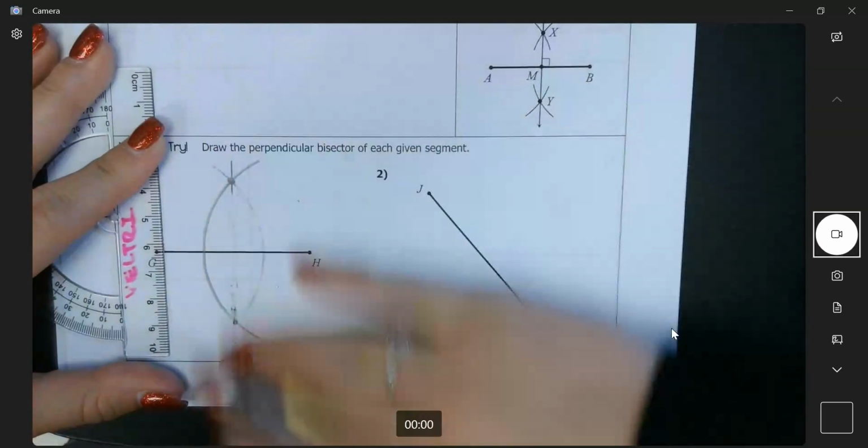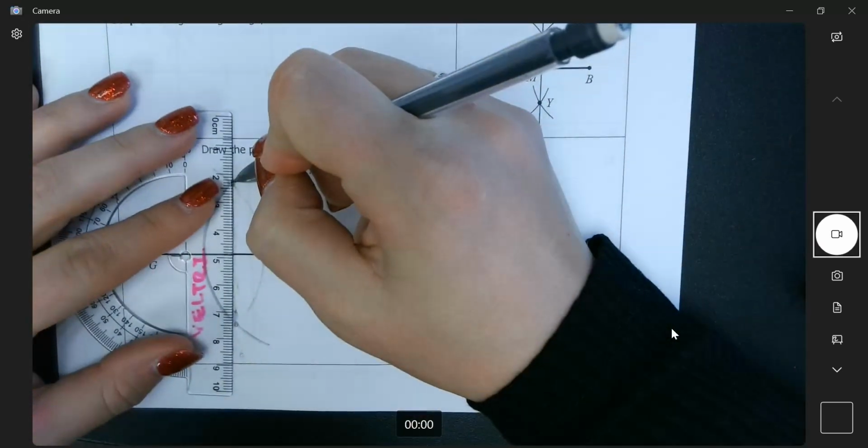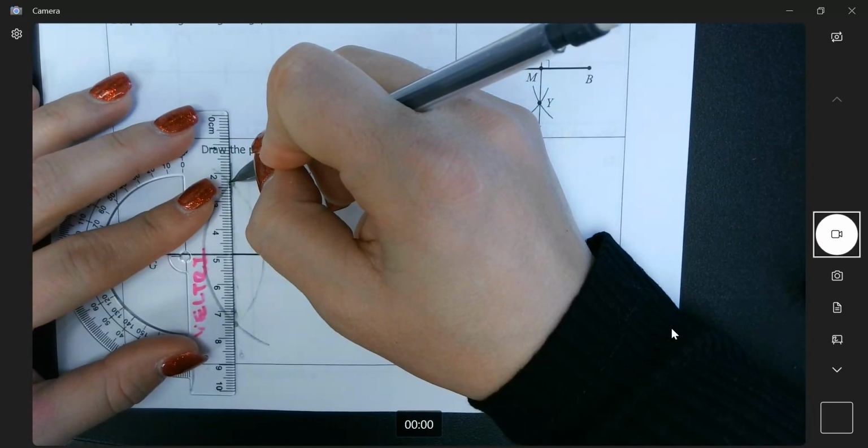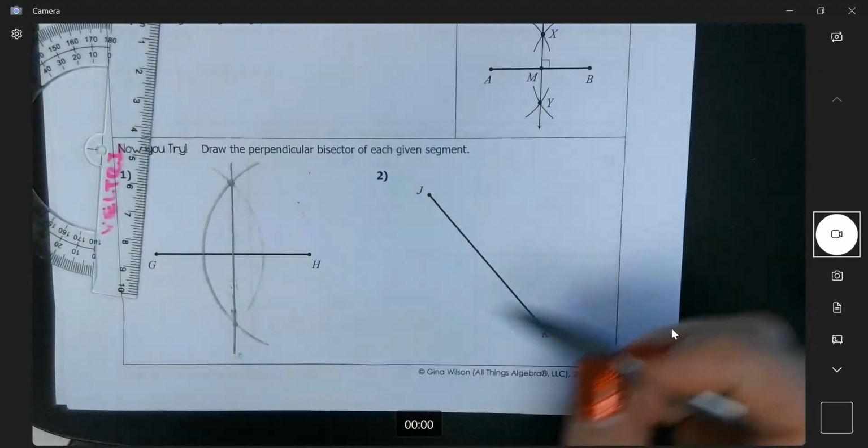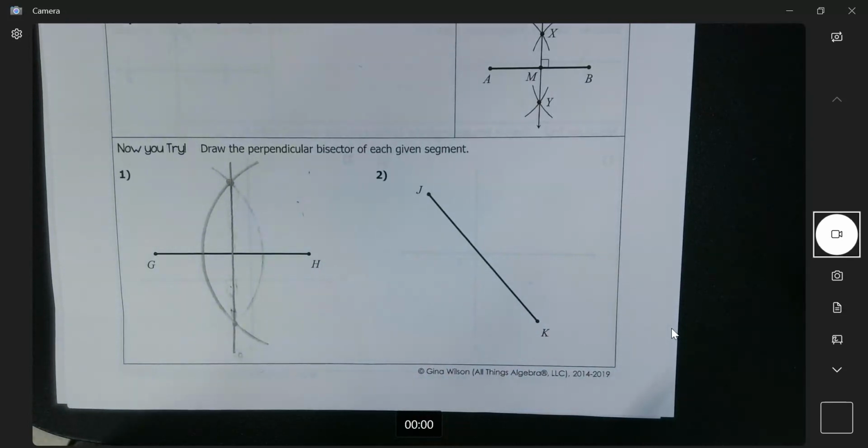Like, that's the only time that you guys can erase something. When you mess up and you want to fix it, that's fine. But you can't erase anything that just makes it look prettier. Okay? So there is your perpendicular bisector.